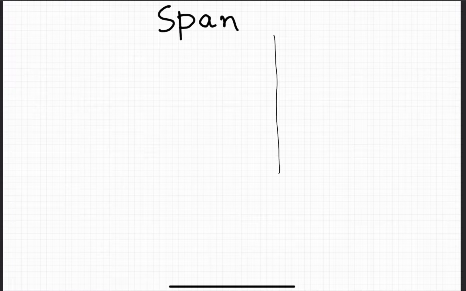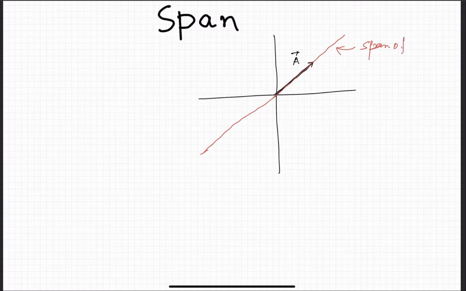Now, what is span? In a two-dimensional case, span is the direction of the vector. If this is a vector A, then the span of this vector is, if we put a straight line of infinite length, this is the span of the vector. This is the span of a vector in a two-dimensional case, that is in R2.